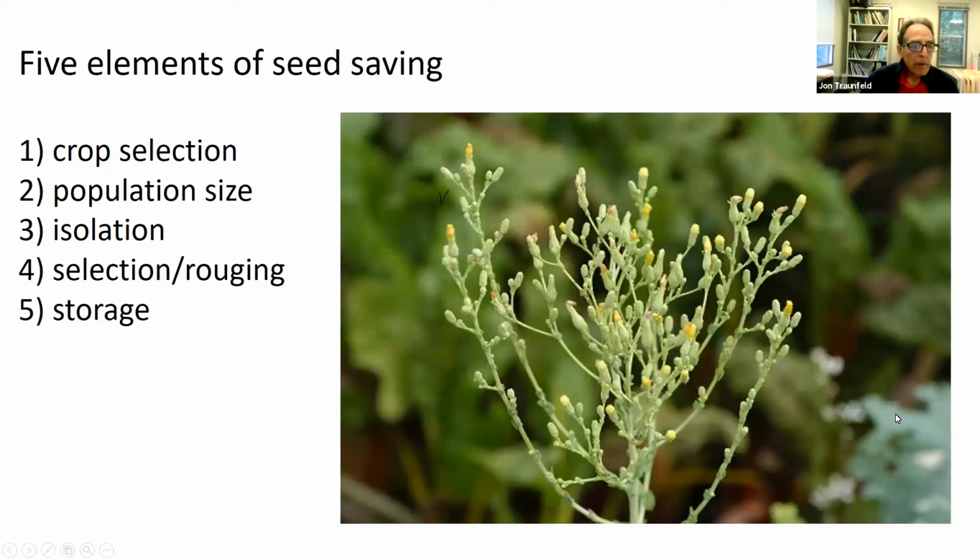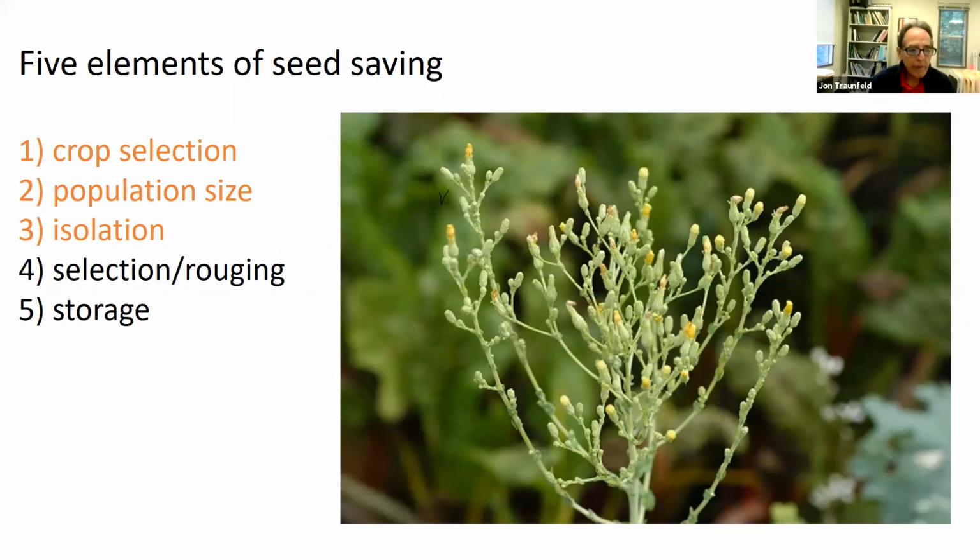Okay. So there are basically 5 elements of seed saving, and I don't know if anybody recognizes this plant. This is lettuce about to flower, and you can actually see the little fruits, the ovaries of the lettuce plant below these unopened flowers. And this is a very self-pollinating plant, so it's actually a good one for people to save seeds from. So crop selection, we're going to talk about population size, isolation. These are the 3 more important things to talk about.